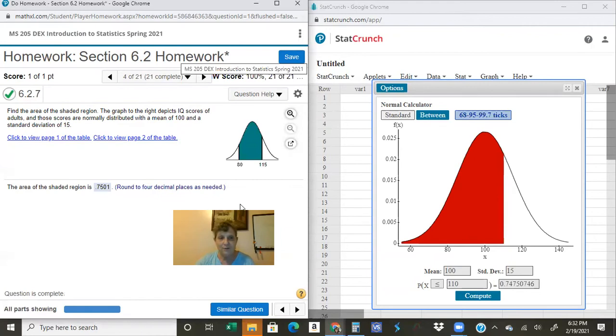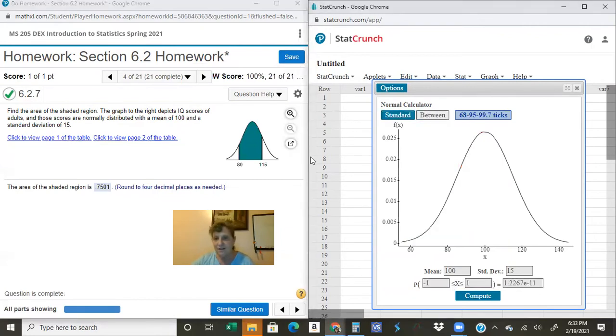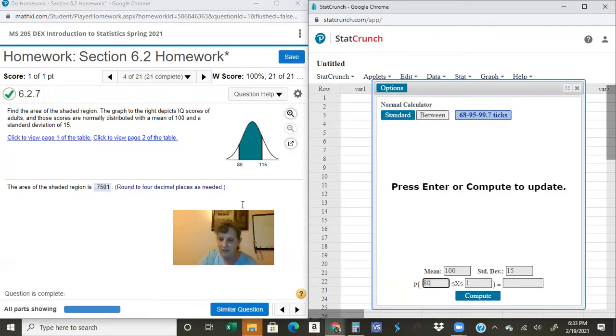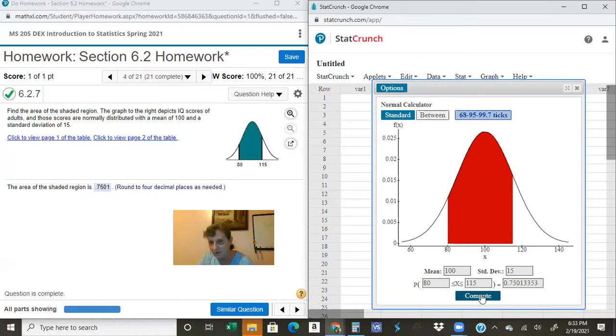In a between problem like this, I just calculate the between. The mean is still 100, standard deviation is 15, check, check. Now I want to know how much of the area is between 80 and 115. So I'm going to change this to an 80. I'm going to change the top number to 115. Just hit compute. Graph matches. And the probability is 0.7501. And notice this problem had already been worked, and that's what they got.